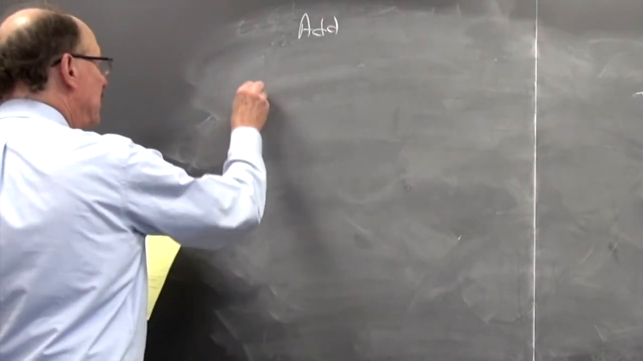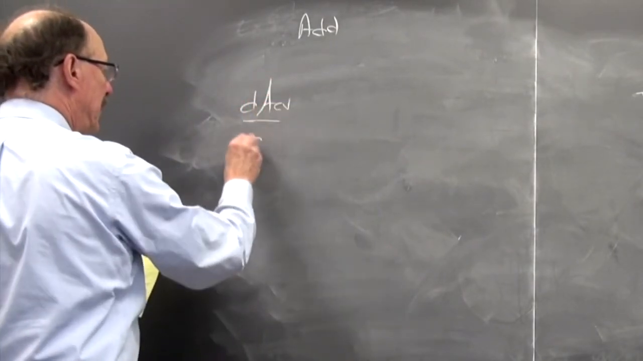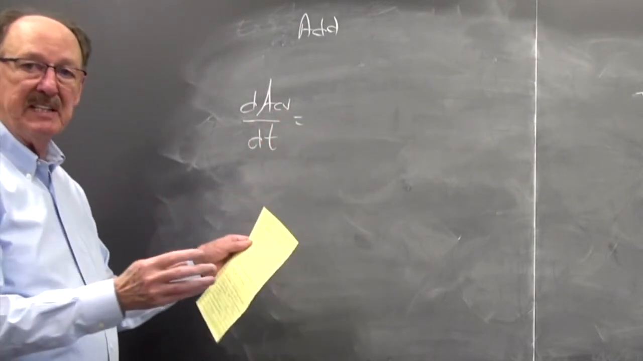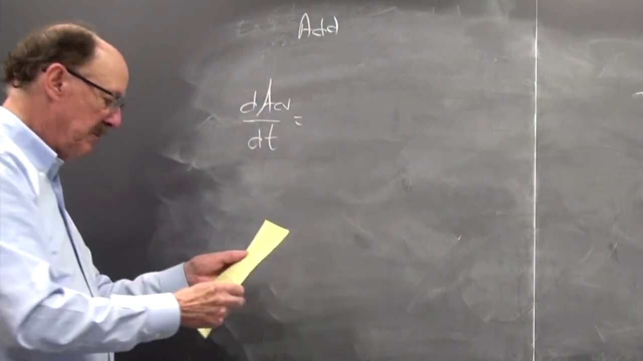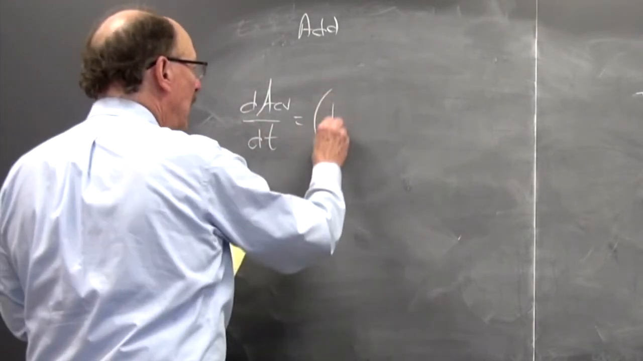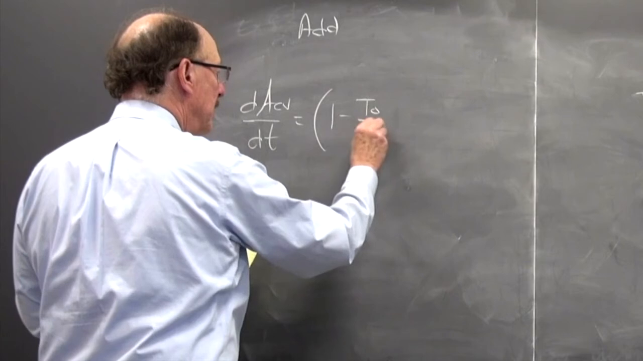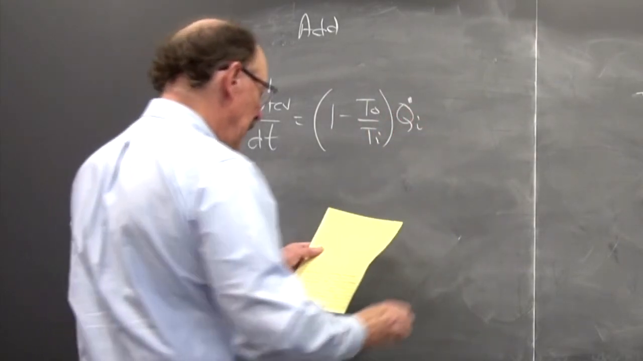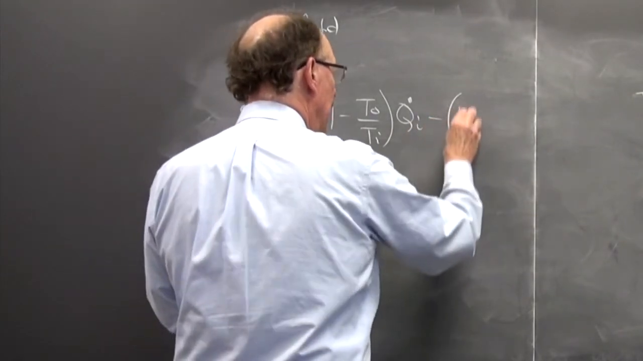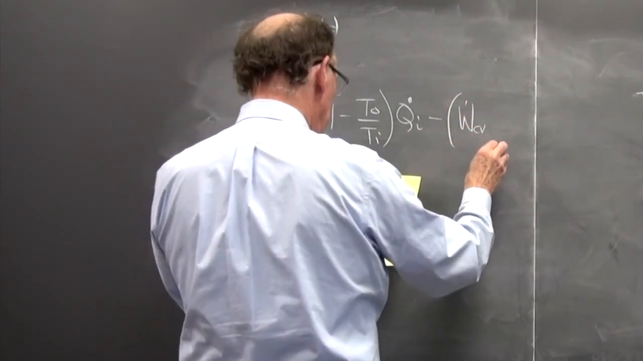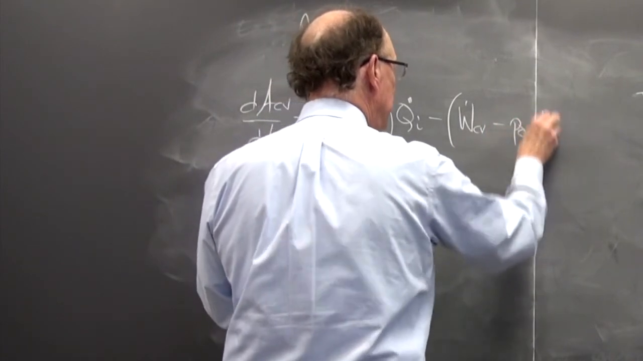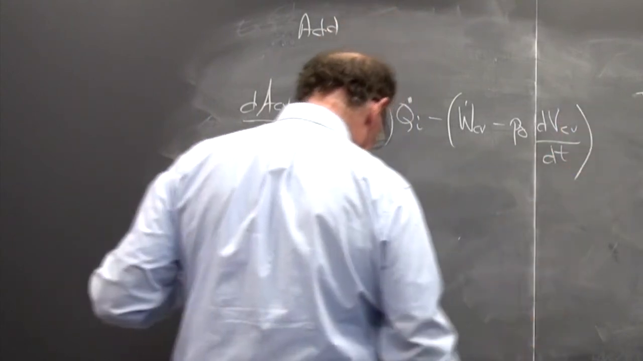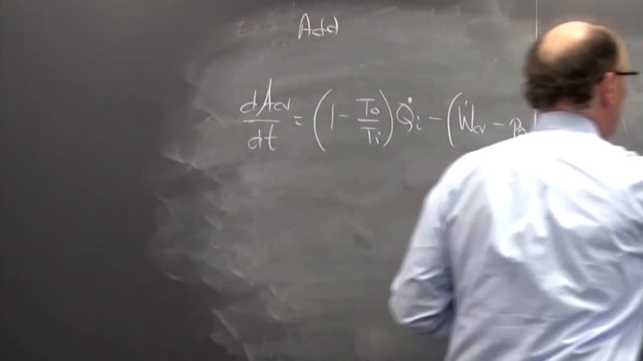So we have the change of the availability of the control volume with respect to time. This has to do with the volume if it's changing. Normally it's steady state conditions, and this term is 0. So we have (1 minus T0 over Ti) times Q dot i, minus the work of the control volume minus P0 dV dt, the volume of the control volume with respect to time. I'll explain what these terms mean once I write them all out.